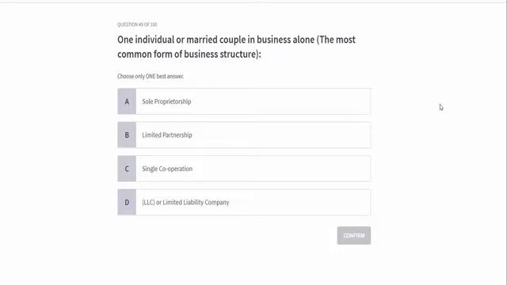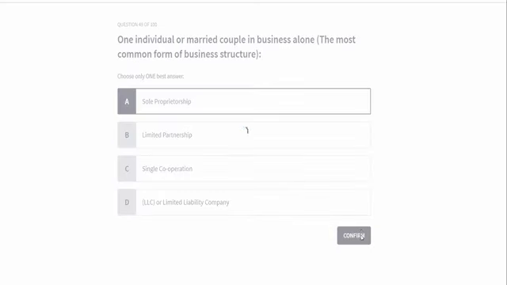Alrighty, so are you guys familiar with the business structures? Hopefully, because they do show up on the exam, and you need to be familiar with how they operate for a couple different reasons, but primarily to understand how they own property. But I'll get into that later. So, what is our correct answer for this one? What is one individual or married couple in business alone?